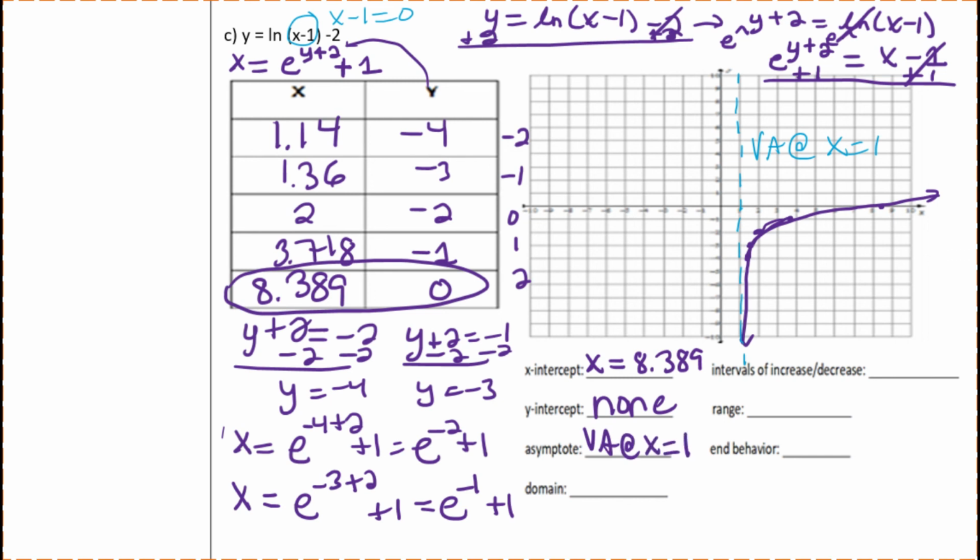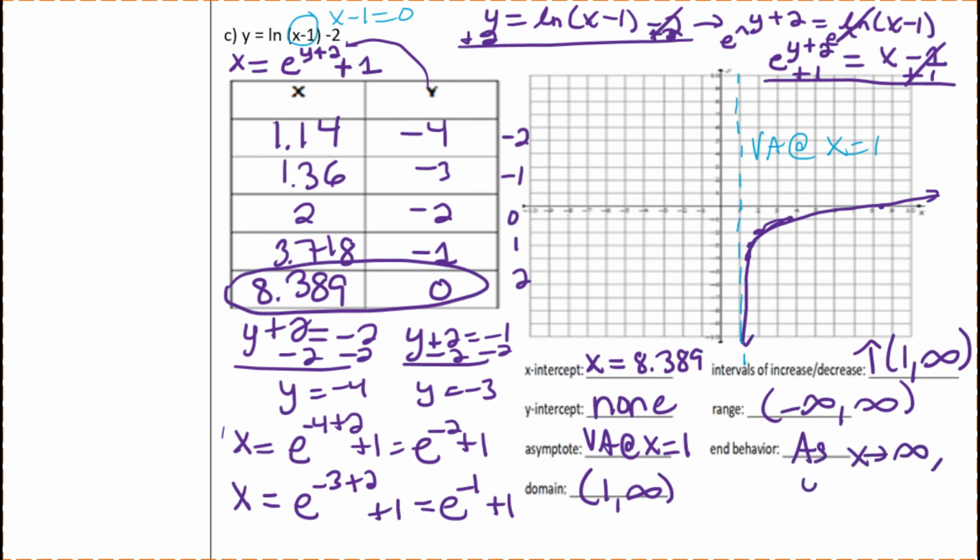Domain: this is valid only to the right of the blue line, right? So for the x values, x is from 1 to infinity. Intervals of increase and decrease: this is increasing from x equals 1 to infinity. The range: well, it's increasing everywhere, from negative infinity to positive infinity. The end behavior, again, we won't stress this on the test or the quiz, but we will demonstrate it here. As x goes to the right, the function grows. As x approaches the vertical asymptote of 1, y goes down to negative infinity.